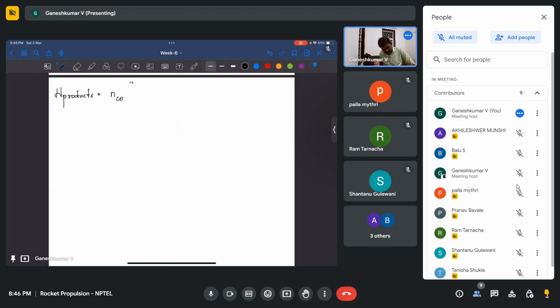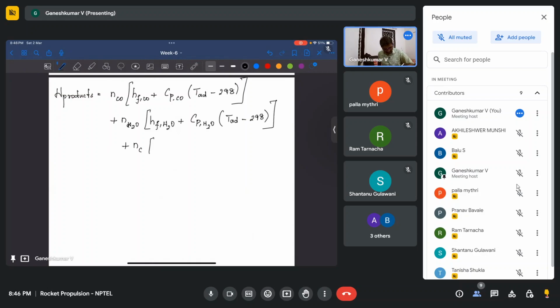So N of CO into H of formation of CO plus, let's consider Cp to be constant again, Cp of CO into T adiabatic minus 298, plus N of H2O, HF of H2O plus Cp of H2O into T adiabatic minus 298, plus N of C, HF of C plus Cp of C, these are carbon, into T adiabatic minus 298, plus N of N2, HF of N2 and Cp of N2 into T adiabatic minus 298.